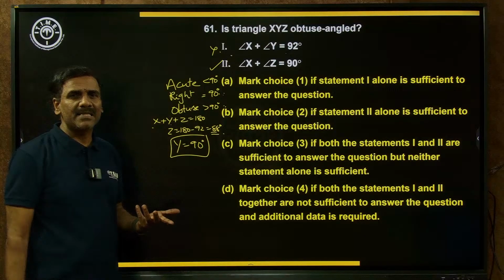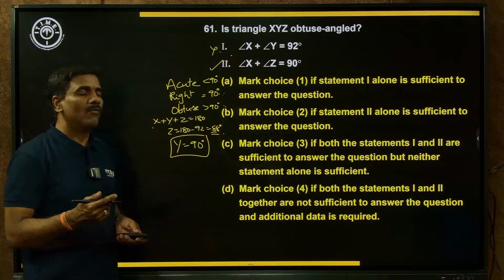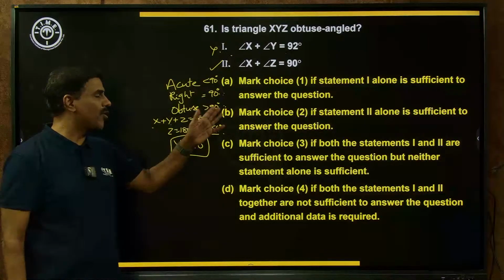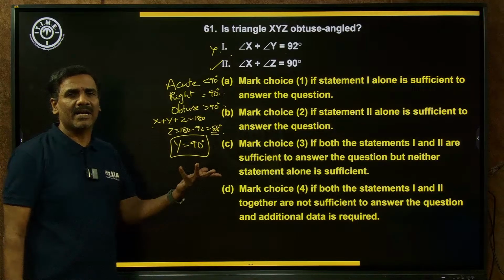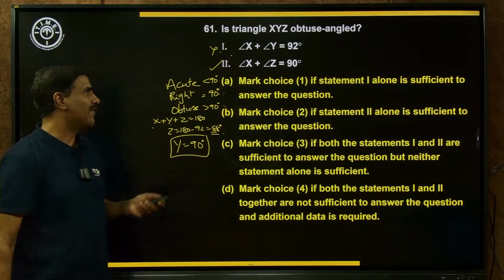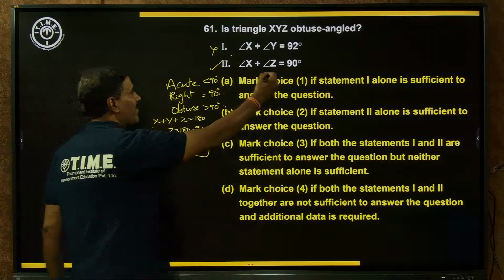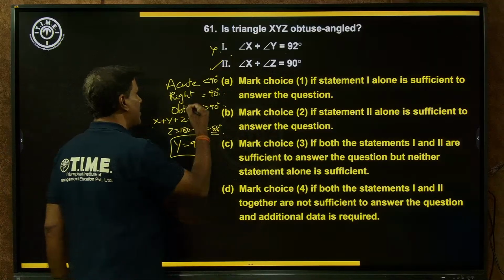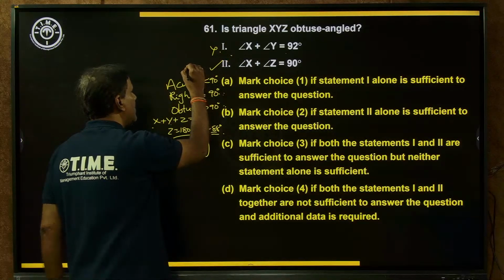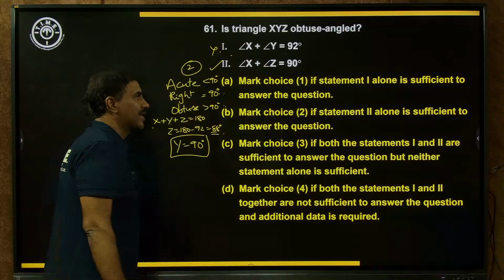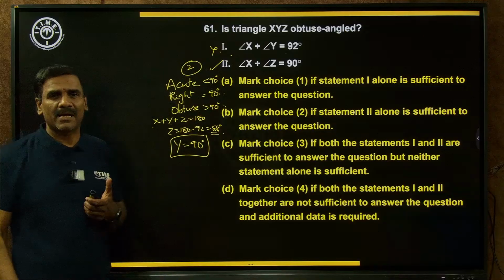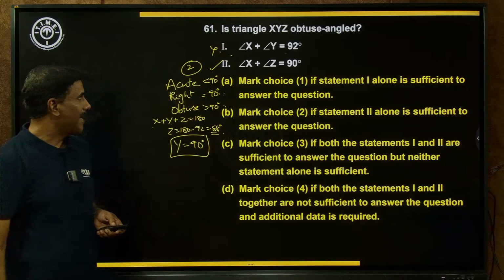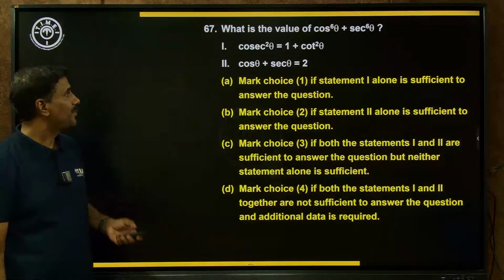Because the sum of the angles of a triangle is 180 degrees. Okay, 90 degrees and more than 90 degrees in that, it will be crossing 180 degrees, which is not possible. So definitely what we can say, if this sum is 90 degrees, the other angle has to be 90 degrees. It has to be a right angle triangle. Second statement alone is sufficient to say that it is not an obtuse angle triangle. Right? Let's move on to the next question.